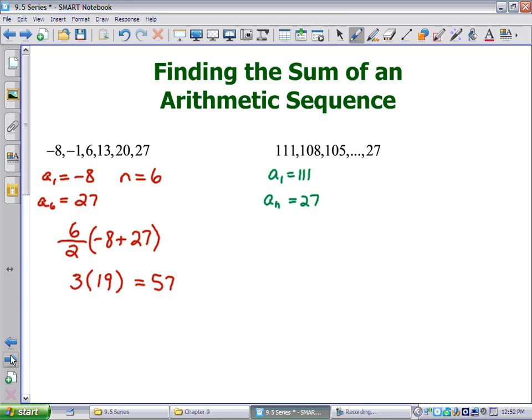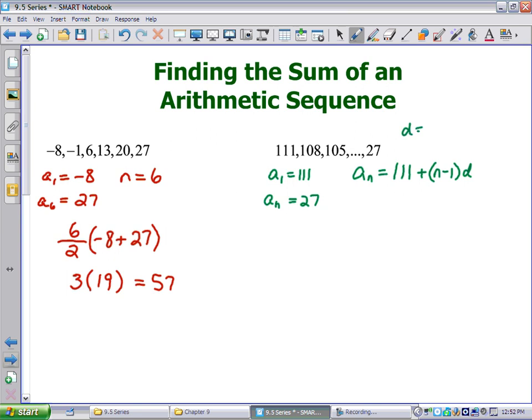So in order for us to find the n, we're going to need to go back to writing our explicit formula from section 9.4. The explicit formula says that you have a sub n is equal to your first term, which is 111, plus n minus 1 times d. Well, we have to find our d. And if you remember, on an arithmetic sequence, d was found by taking the following term and subtracting the previous term.